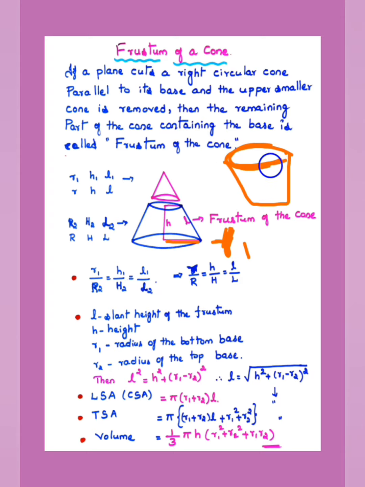So this upper top one you take as R1, so that it will be easy for you to substitute for the remaining direct formula, which for circumference is large, that part you take for the radius of R1. R1 is the radius of the bottom base and R2 is the radius of the top base. Then here you have the formula. You can substitute for the L. L square is equal to H square plus (R1 minus R2) whole square. Therefore L value is equal to square root of H square plus (R1 minus R2) whole square.